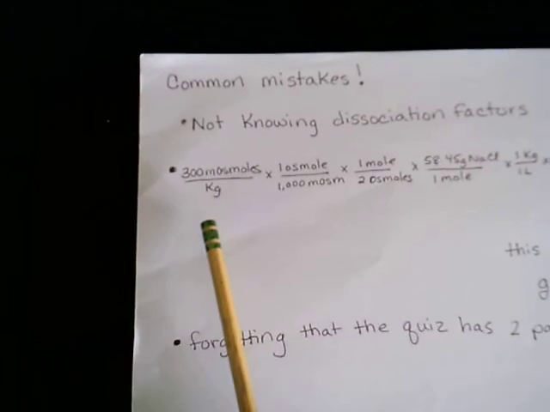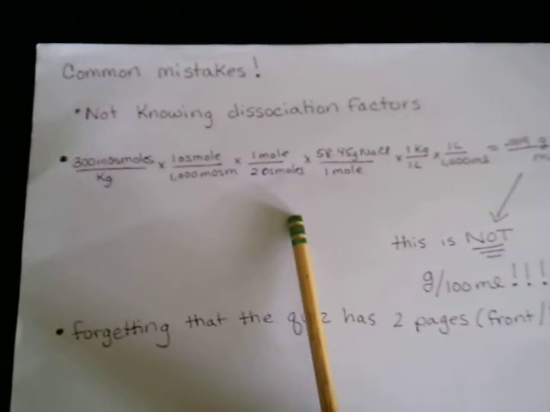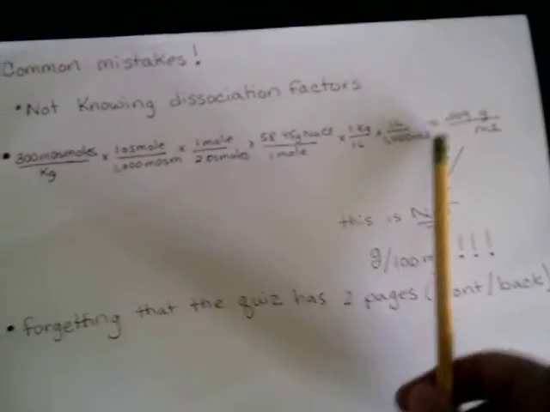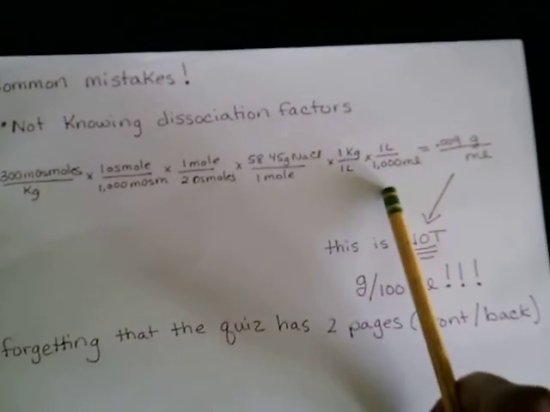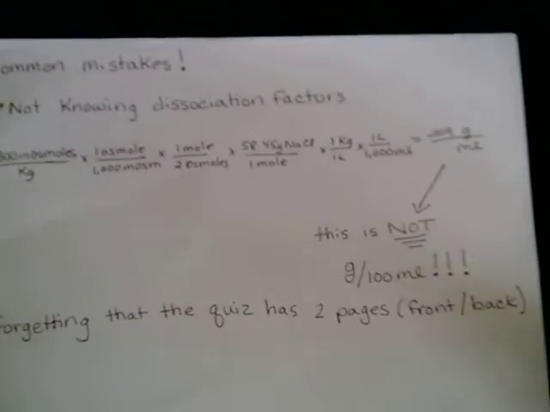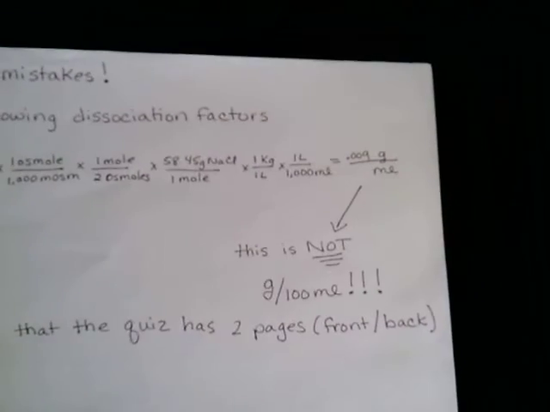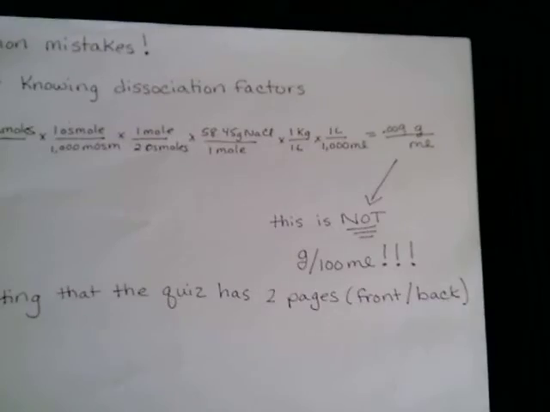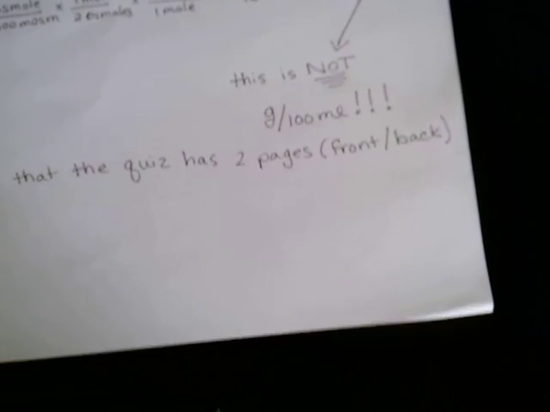The next common mistake I see is that the student does a lovely job setting up all of this part of the equation, and then they make this glaring mistake right here. They put down 1 liter is the same as 1,000 milliliters, which is in fact true. However, if you do that calculation, you will end up with a final calculation of grams per milliliter. And that is not the same as grams percent, which means grams per 100 milliliters.